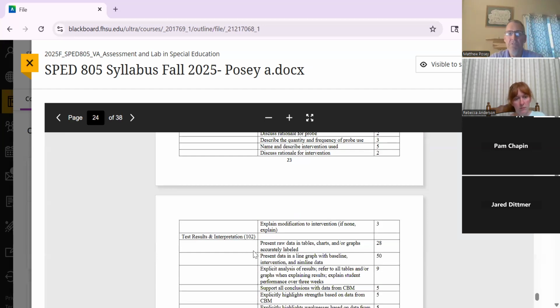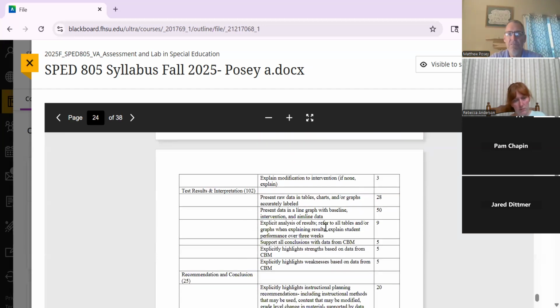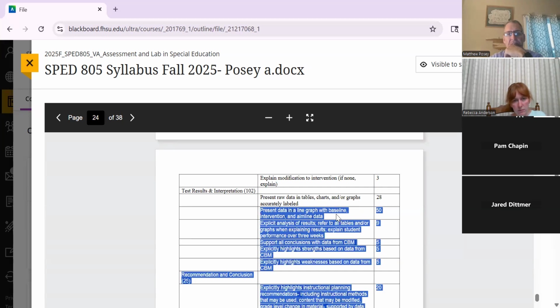Then we're going to get down to another familiar section, your test results. You're going to show your raw data in tables, charts, or graphs. You've already been doing that. This is a new item. This is a new type of visual we're going to put in. I wanted to highlight it here so you'd see.